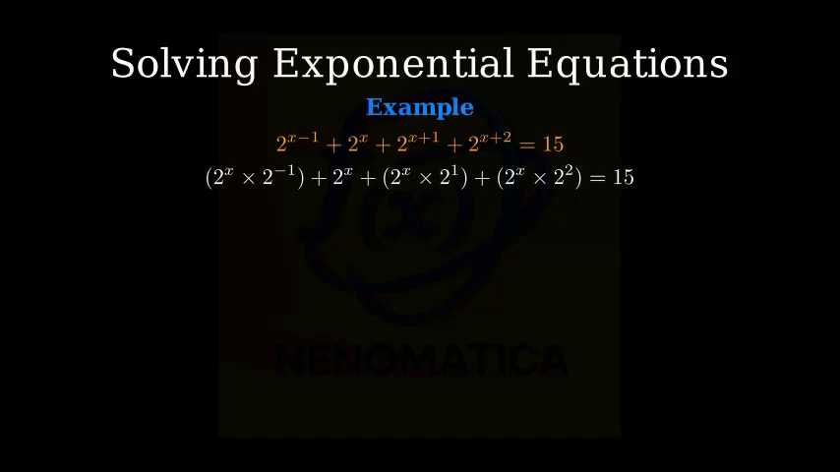So we get 2 to the x times 2 to the power of negative 1, plus 2 to the x, plus 2 to the x times 2 to the power of 1, plus 2 to the x times 2 to the power of 2 equals 15. Next, we'll evaluate the powers of 2.